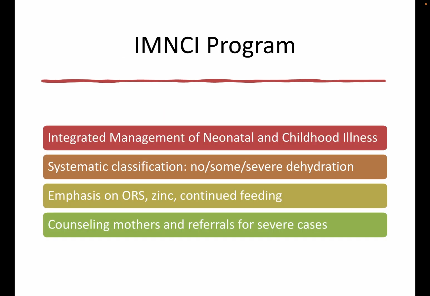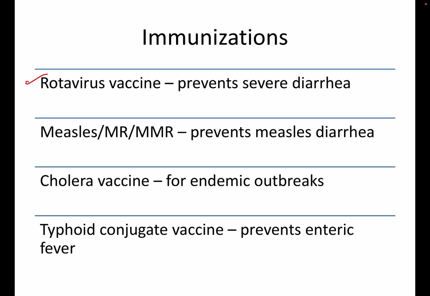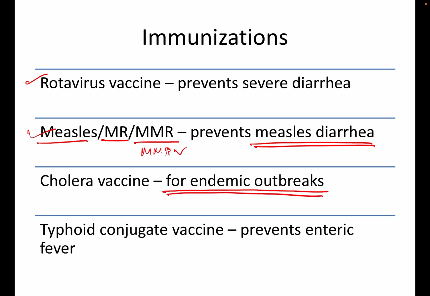Then the IMNCI program, that is integrated management of neonatal and childhood illness, with systematic classification of no, some and severe dehydration. Emphasis on ORS, zinc and continuous feeding, counseling mothers and referrals for severe cases. So coming to immunization, rotavirus vaccine prevents severe diarrhea, and measles vaccine prevents measles-related diarrhea, available as measles vaccine, MR vaccine, MMR vaccine, and even MMRV vaccine in the private sector. Cholera vaccine is indicated only in endemic outbreaks. A typhoid conjugate vaccine can also prevent enteric fever.